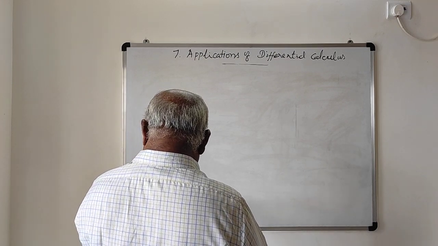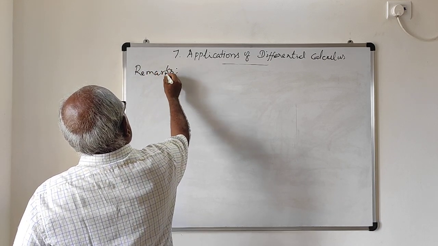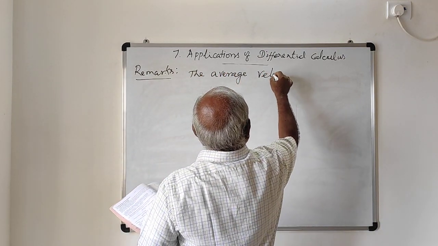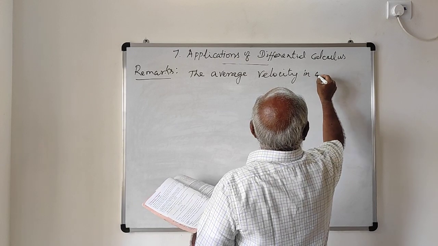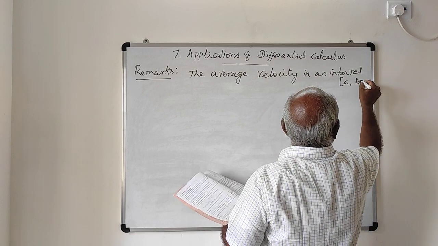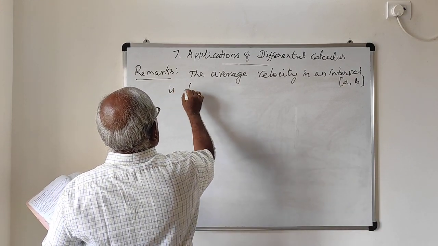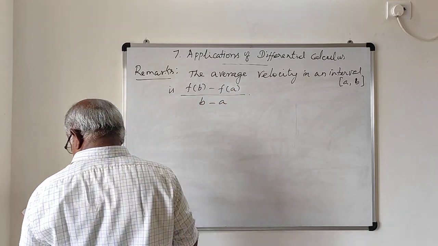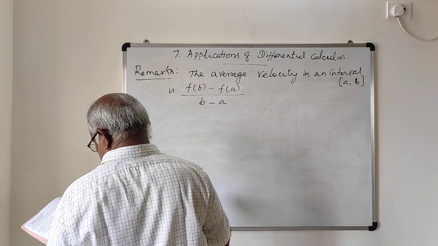Remarks: the average rate of change, the average velocity in an interval a comma b, is f of b minus f of a divided by b minus a. This is the average velocity of f of x.